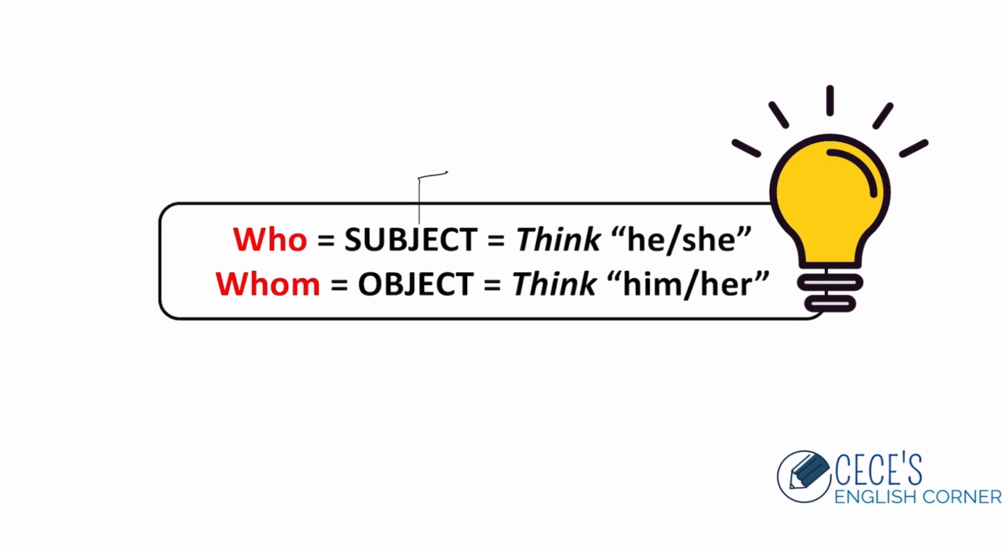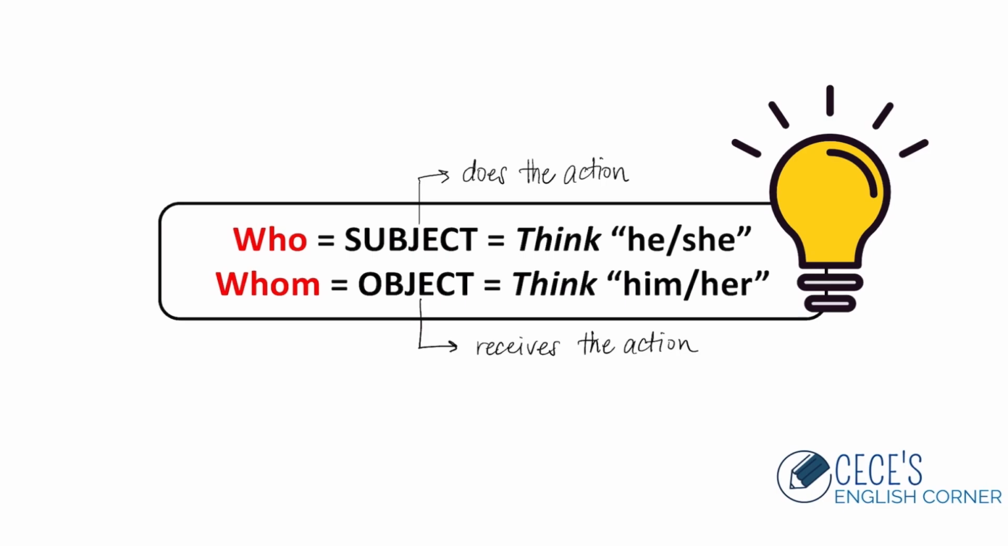Another way to think about this is that who functions as a subject, meaning that it is doing the main action in the sentence or question. This is why we can replace who with he or she and it still makes sense. Whom functions as an object, meaning that it is receiving the action. This is why we can replace whom with her or him and it still makes sense.